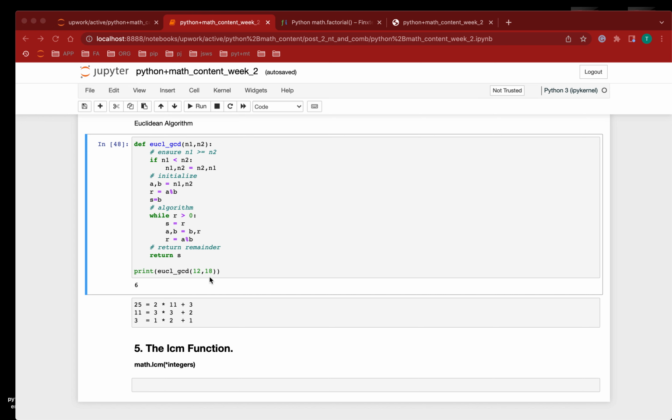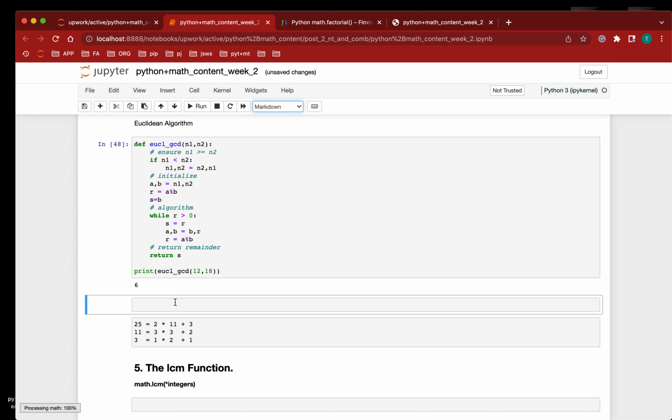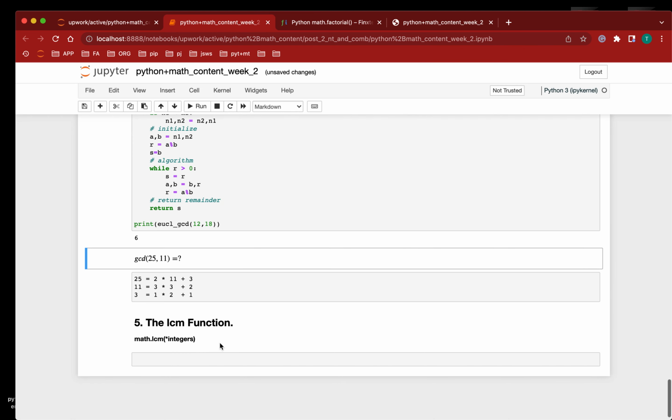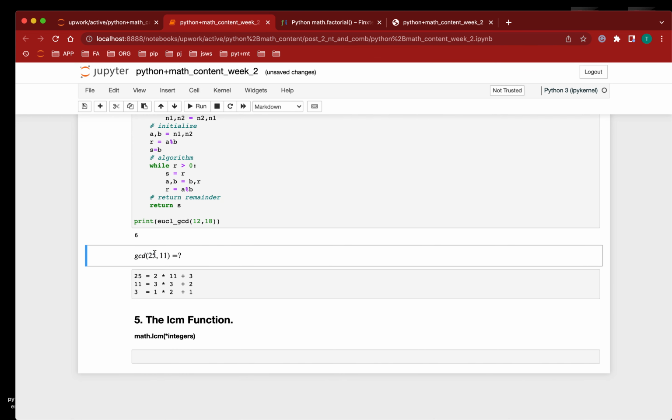So what is the main idea here? Let's calculate the GCD of 25 and 11. The idea is you take the larger of the two, which is 25, and divide it by the smaller one, 11. So 25 divided by 11 gives quotient 2, and the remainder is 3.